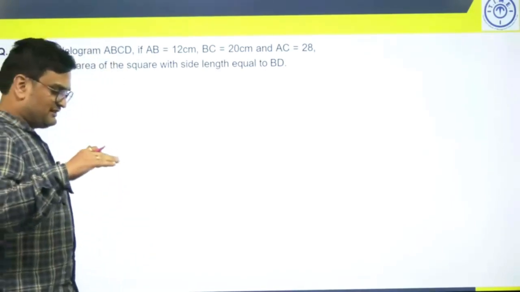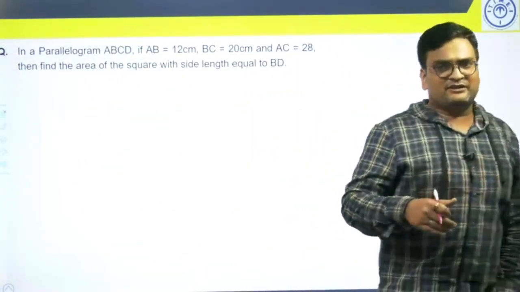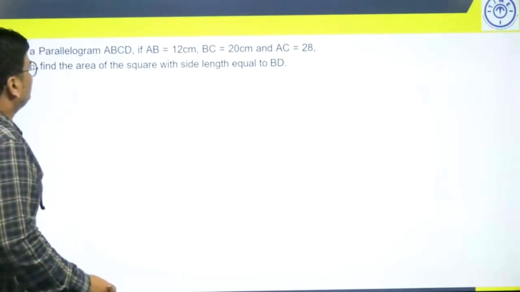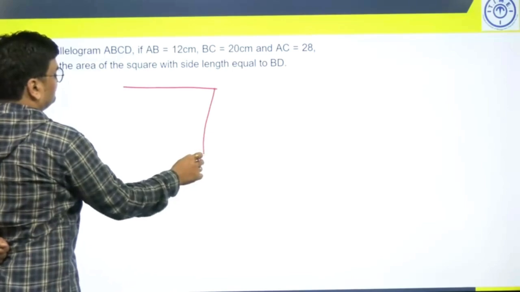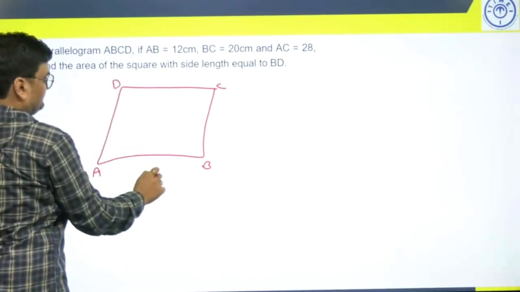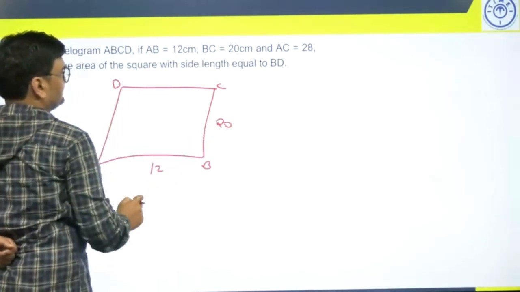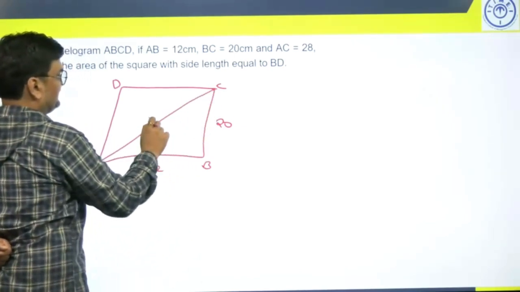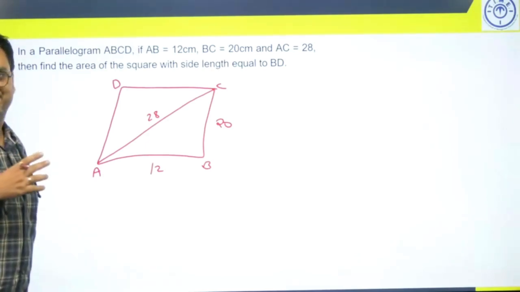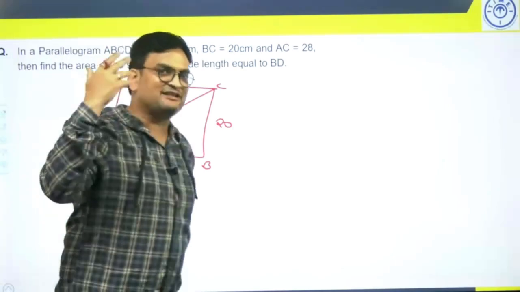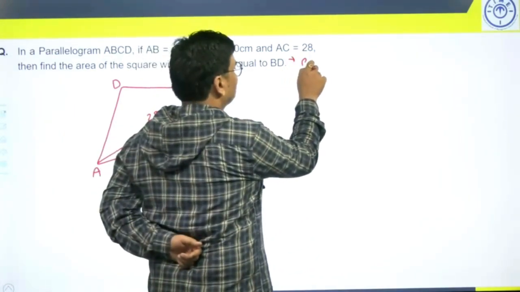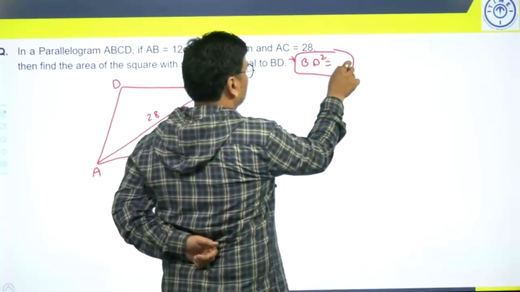Have a look at this question, pause the screen, try it out and see if the answer matches with our discussion here. Parallelogram ABCD, AB is 12, BC is 20 and AC, this diagonal, is 28. Find the area of the square with side length equal to BD. We know that the area of a square is side squared. If the square has a side length of BD, its area will be BD squared. So he is asking us to find BD squared.